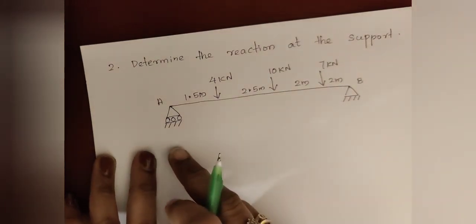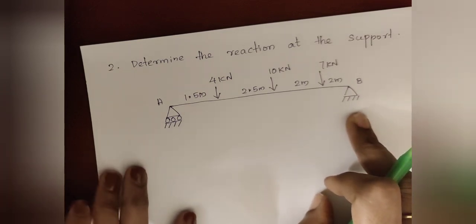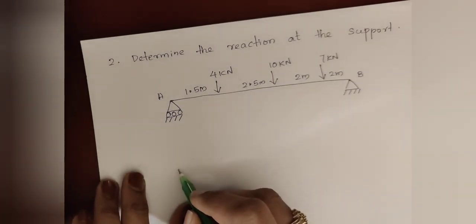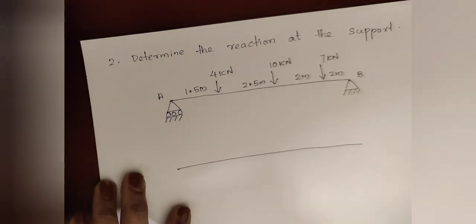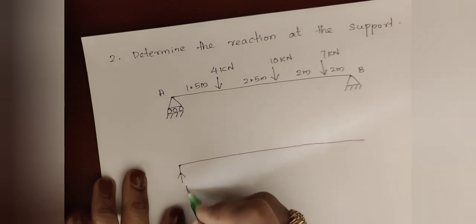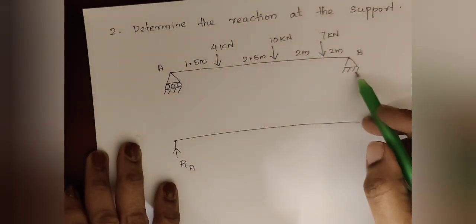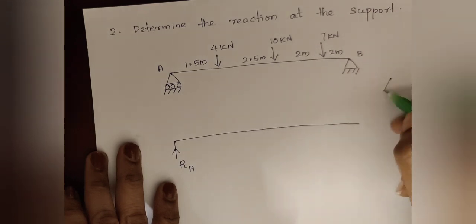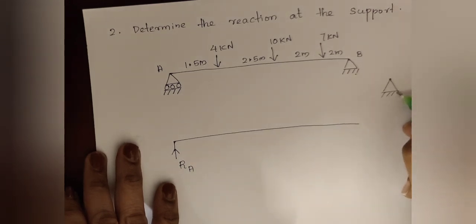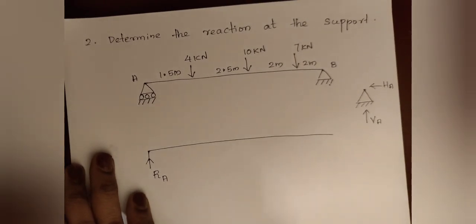So now here you are provided with a roller support at left end and hinge support at the right end. So first step is you have to draw the free body diagram. At the roller support there is only one reaction, that is the vertical reaction, that is represented as RA. So for the hinge support we are having two reactions. One is the vertical reaction VA and the next is the horizontal reaction HA.